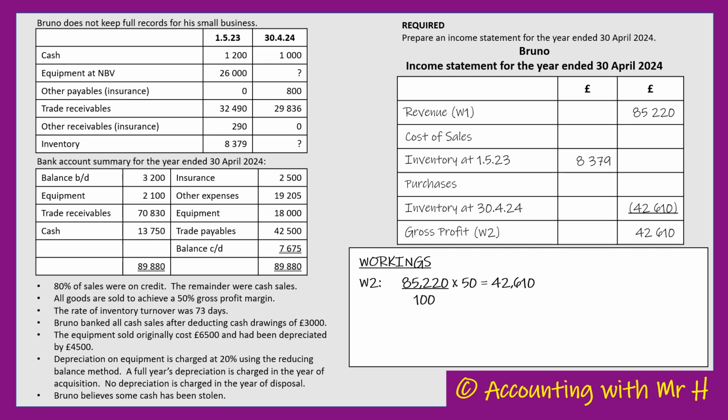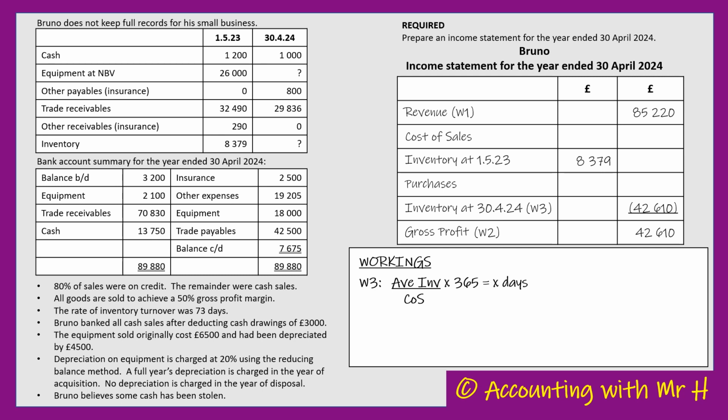So here's another technique we spoke about, using ratios to help us. So I'm going to work out then the closing inventory. And the way I'm going to do this is using this ratio that they've given me of 73 days. So the formula for rate of inventory turnover, remember this can be calculated as a number of times or in days, but here they've given it to us in days. So the formula is the average inventory divided by the cost of sales multiplied by 365.